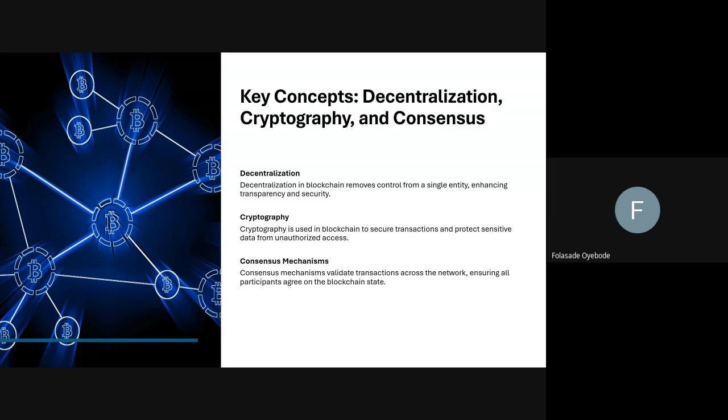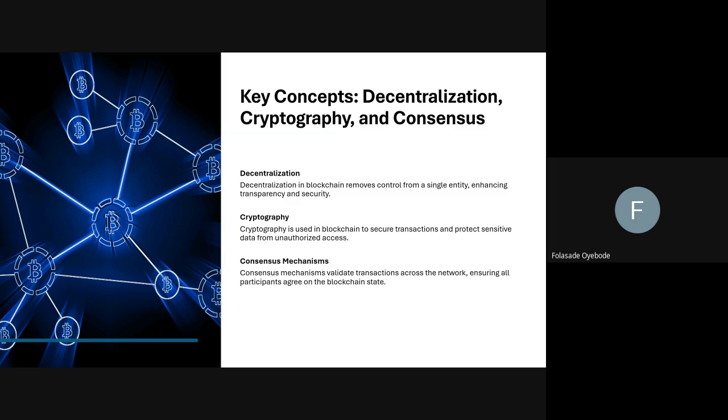In a traditional system, like banks or companies, one central authority controls everything, right? In blockchain, there is no central authority. Instead, many computers, called nodes, work together to keep the system running. And this is so important because no one can control or shut down the blockchain. It's more transparent because everyone can see what is happening.